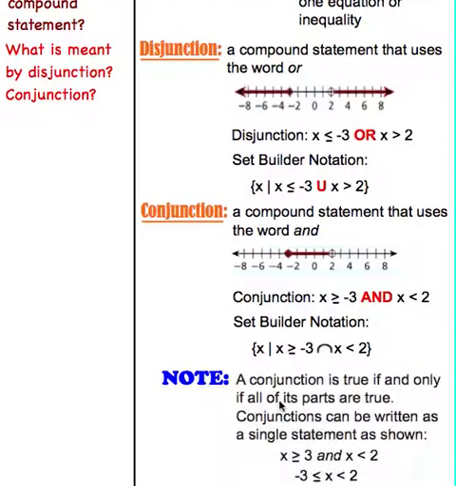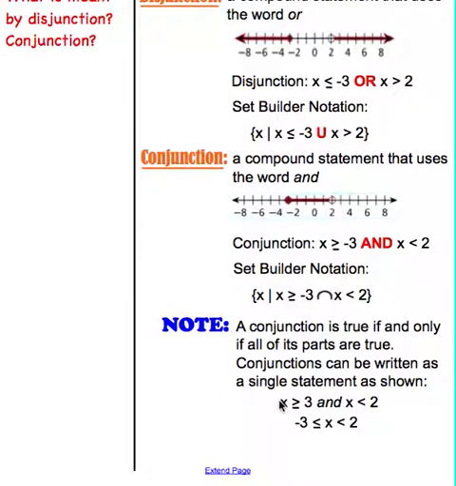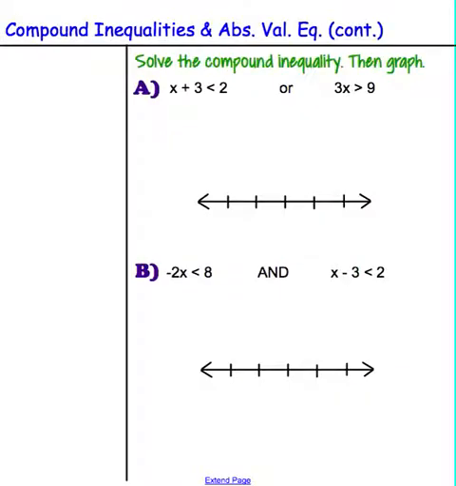And remember, a conjunction is only going to be true if all of its parts are true. And so it can be written as a single statement with x in between. We talked about that when we talked about writing range and domain. So we want to make sure we're careful that we're writing it correctly. The first part we're going to look at is solving and graphing the inequalities.